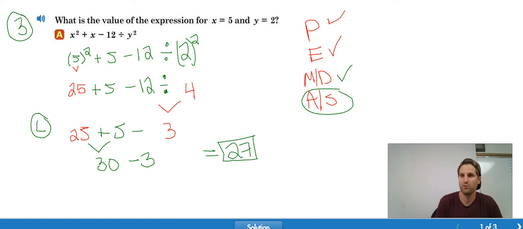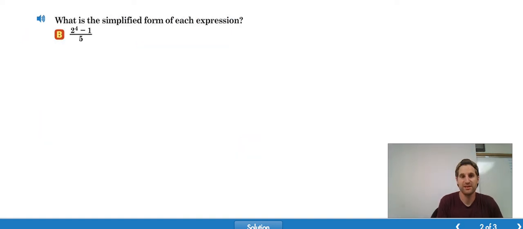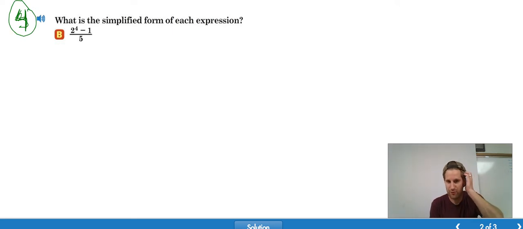Okay? Moving on. Let's pick this as our very last problem. I think we're on problem 3, or maybe it was 4. I think it's maybe 4. Okay. What is the simplified form of each expression? We're just going to do this one right here. Again, we must follow PEMDAS. So let's go ahead and write out our PEMDAS.